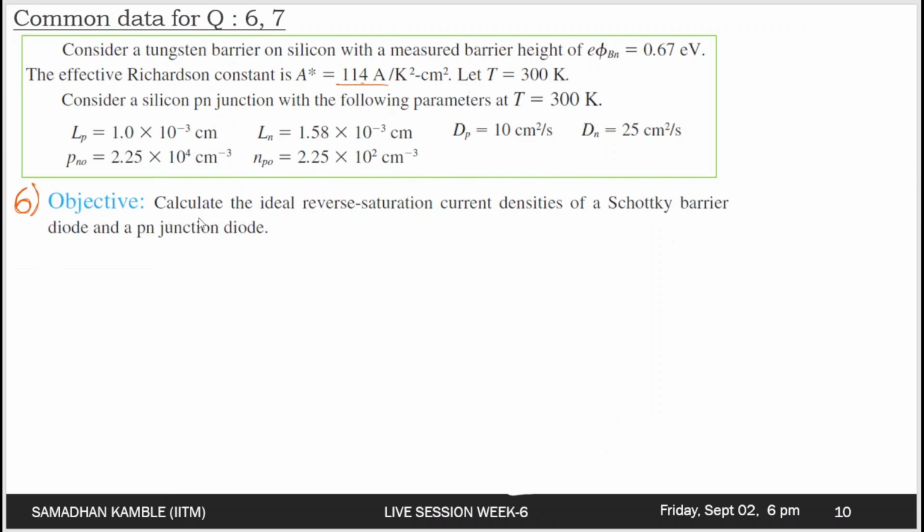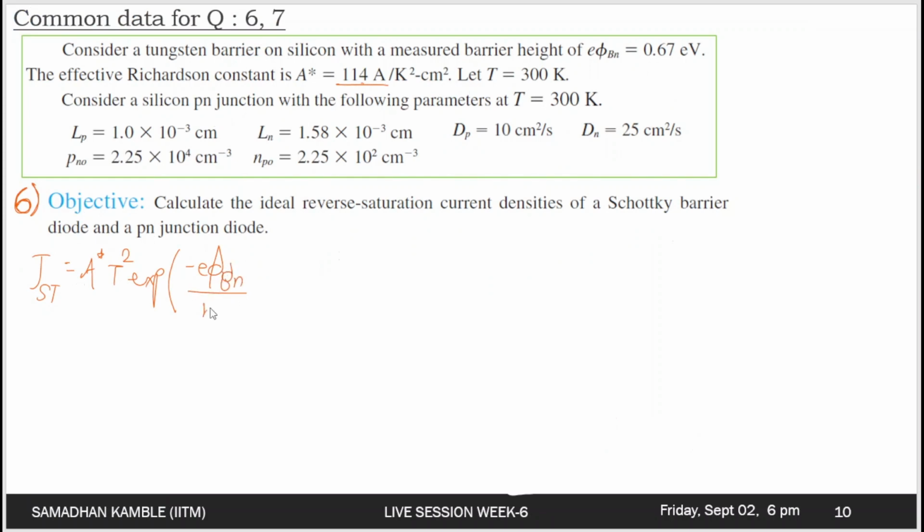The objective of the question is as follows: calculate the ideal reverse saturation current densities of a Schottky barrier diode and a PN junction diode. So we need to find the reverse saturation current densities for both the Schottky barrier and the PN junction diode. Recalling from the summary slide, for the Schottky diode the reverse saturation current is given as A star T square exponential of minus e phi Bn by kT.